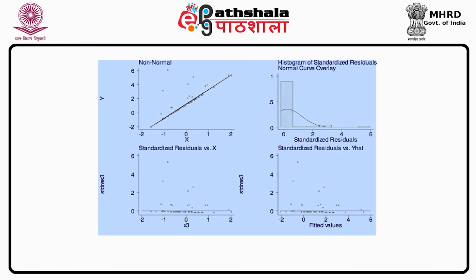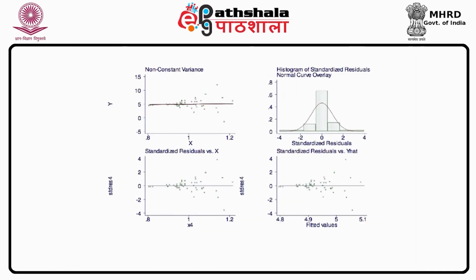So when you overlay with the normal distribution curve, we can see that it is a departure from what we expect to see in case of normal errors. Also, the third and the fourth plot show us the standardized residuals plotted against the x and the fitted values, which also tend to show us a pattern which we do not expect to see in case the assumptions are all satisfied.